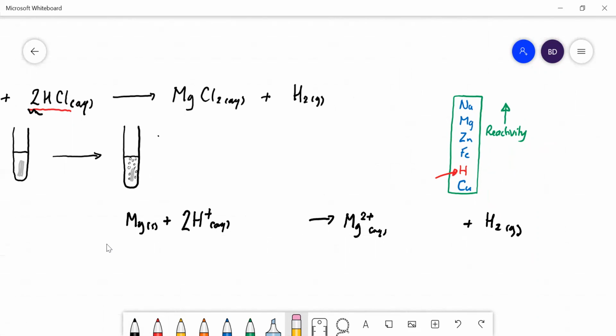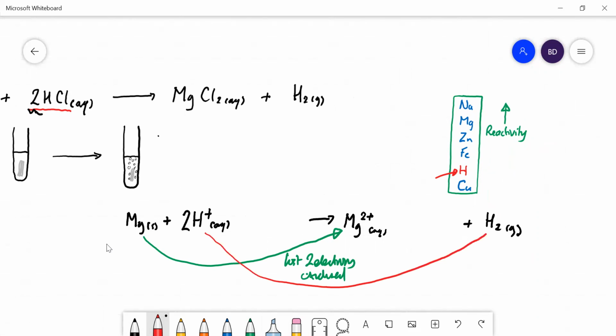And what can we see we've got now? We've got magnesium atoms turning into magnesium ions. So what have they done? They have lost 2 electrons. So they've become oxidized. And the hydrogen ions, well, you've got 2 H+ ions, and each one has gained an electron to form a hydrogen atom. And those 2 hydrogen atoms then stick together to form a diatomic molecule. So they have gained electrons. So the hydrogen has become reduced.